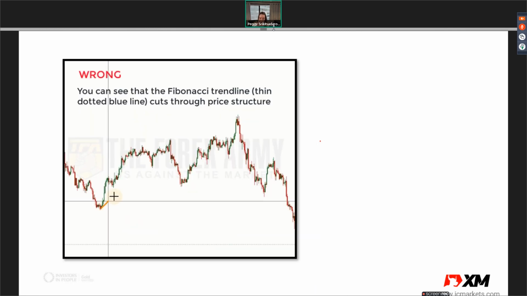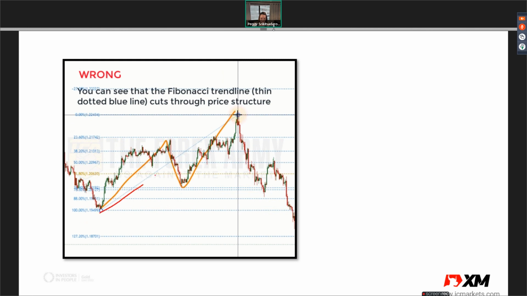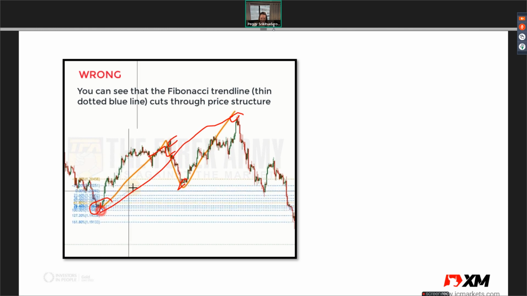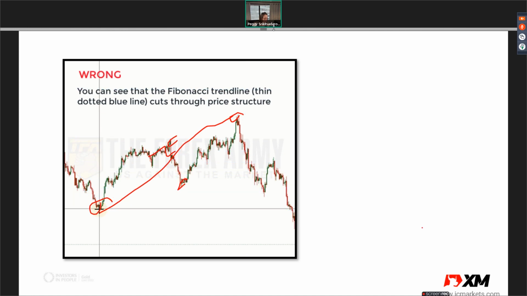Okay, this is wrong. You cannot draw Fibonacci like this, because it's already cutting. Because Fibonacci is a trend line, you cannot cross the price. Either your starting point here and ending point here, if you want to draw Fibonacci, or here to here. All right, just a quick recap, because I want to show you in the chart how to use it.